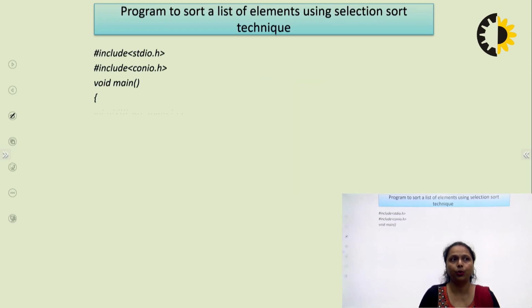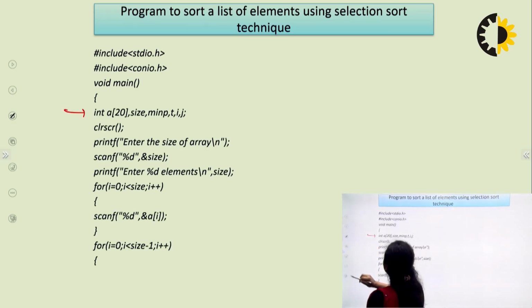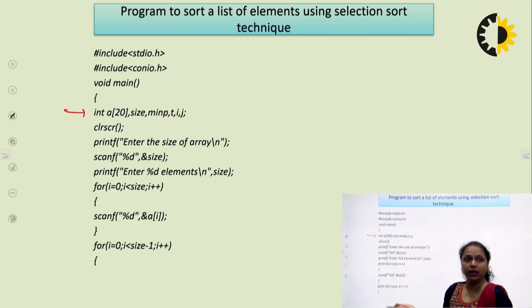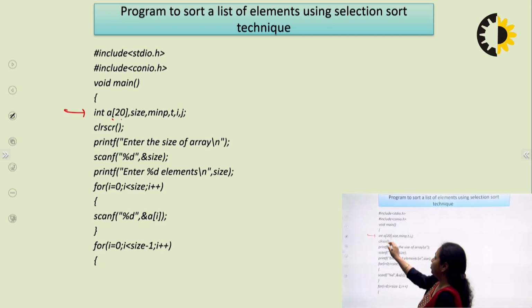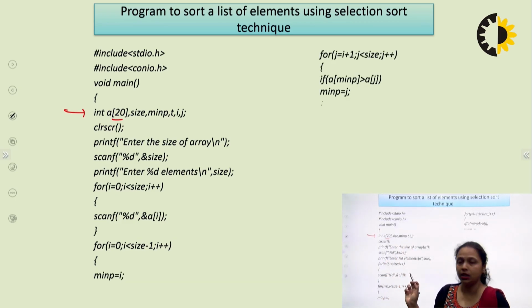Now how to program this? So again we have declared various variables and the array. The array is declared here, and various variables are declared which are going to be used in the program.